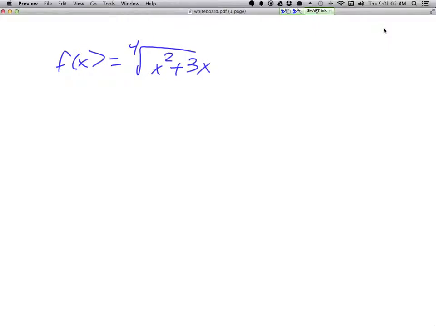Alright, f of x equals the fourth root of x squared plus 3x. We have this one and one more to do. So f of x equals the fourth root of x squared plus 3x.